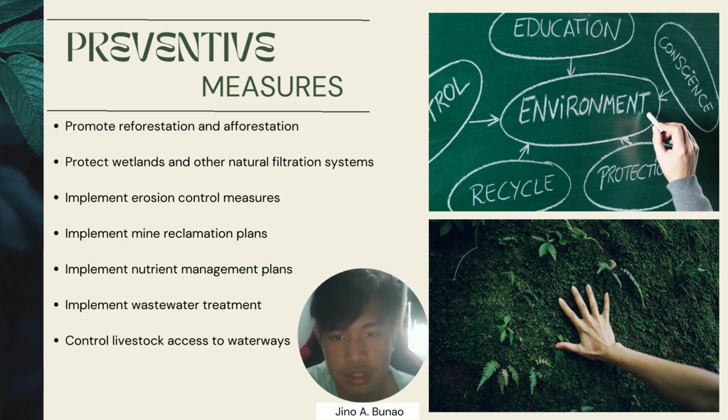Second is to protect wetlands and other natural filtration systems. Wetlands and other natural filtration systems can help remove sediments and pollutants from waterways, thereby helping to prevent sedimentation. Third is to implement erosion control measures. Erosion control measures such as terracing, cover cropping, and the use of riparian buffers can help prevent sediments from being washed into waterways. Fourth is to implement mine reclamation plans. Mining companies can develop mine reclamation plans that will restore mined areas to their natural state.